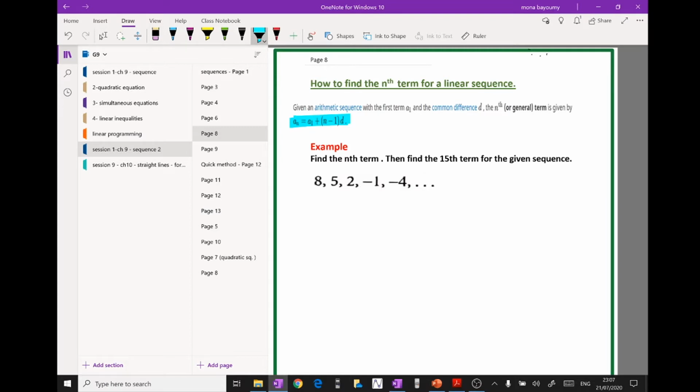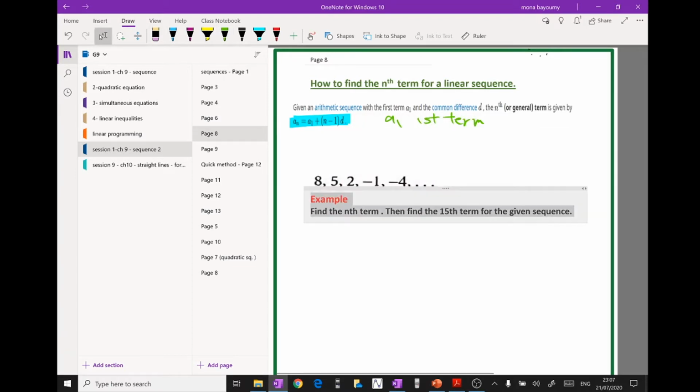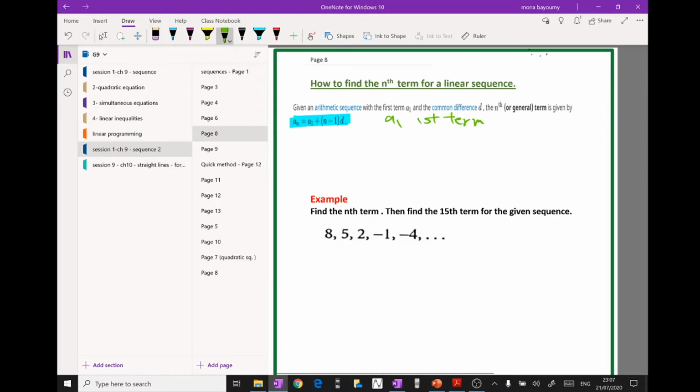an is the nth term. a1, we learn it now, a1 is the first term. And d is the common difference.